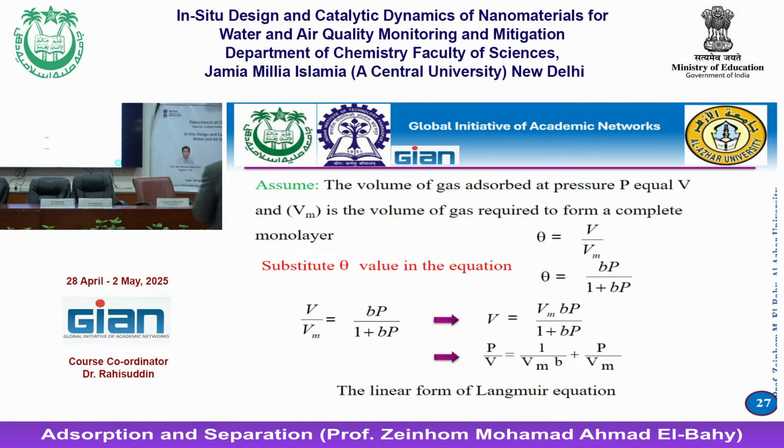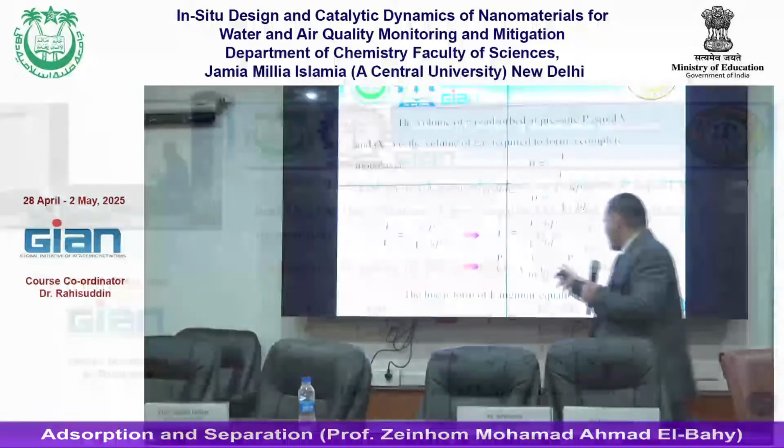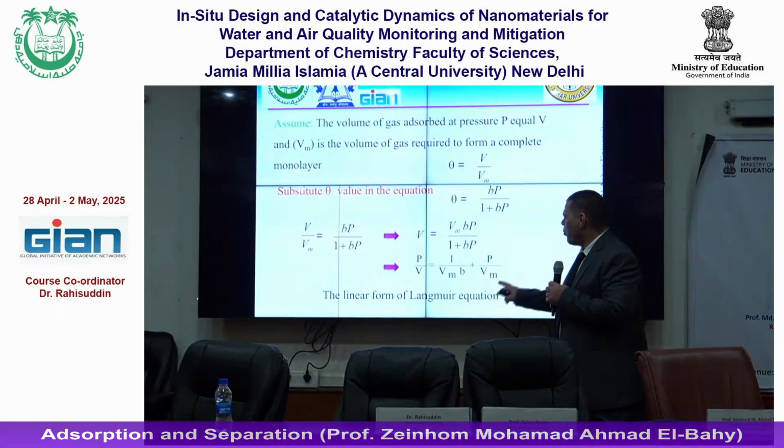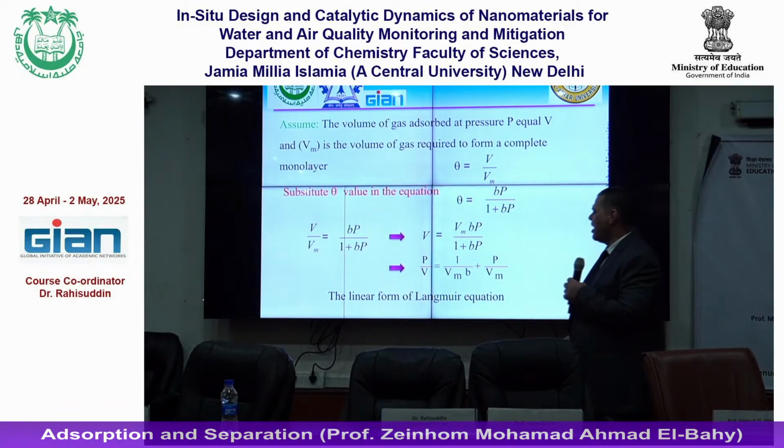In this equation, we just make a plot between P over V and P. At this time, the slope will be 1 over Vm, and the intercept is 1 over Vmb.